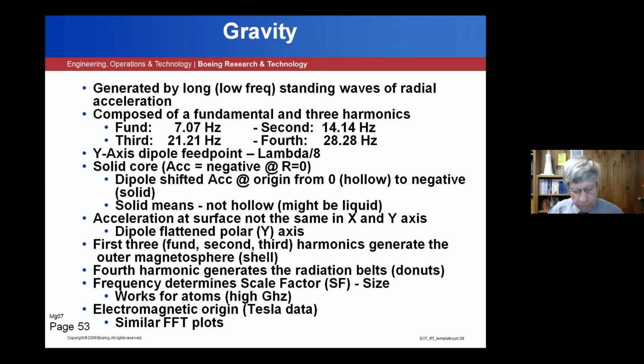And in follow-up, doing the data reduction and number crunching, I came across two facts. They're not directly related to the gravity study, but I think they should be documented as well. First, it appears that frequency determines the size or the scale factor of the structure. If this comes out to be true, then atoms would have a similar structure, only at a very high frequency. That would be like gigahertz or terahertz, instead of down there at 7 hertz.